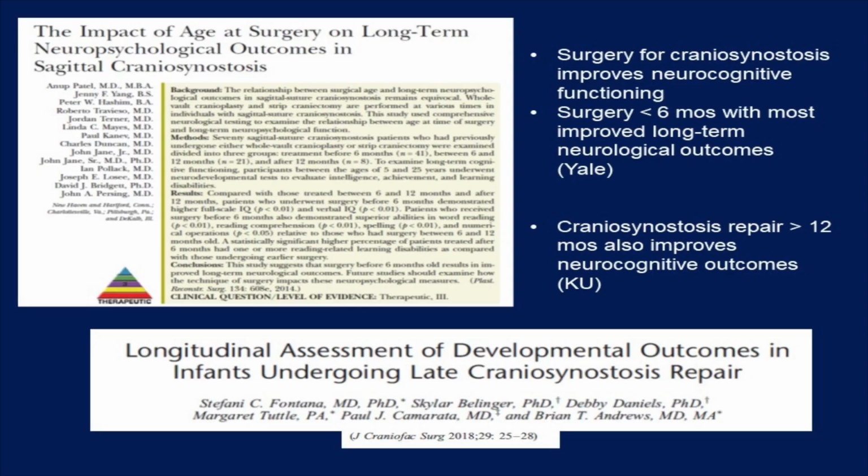There have been some recent reports from Yale and the University of Pittsburgh that have demonstrated that patients who receive surgery for craniosynostosis at less than 6 months actually have improved long-term neurological outcomes. There is also evidence based on information from the University of Kansas that demonstrates that craniosynostosis repair greater than 12 months still does have improvement in neurocognitive outcomes. The bottom line is surgery does help these patients.